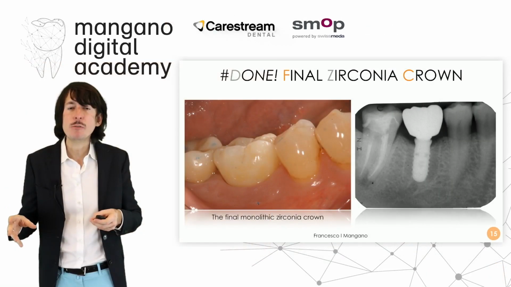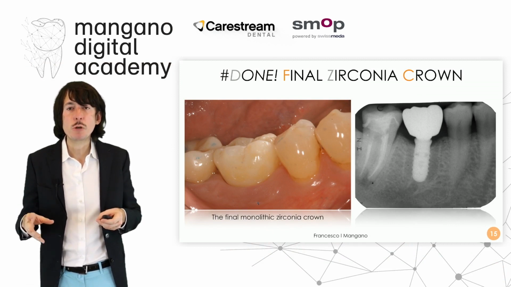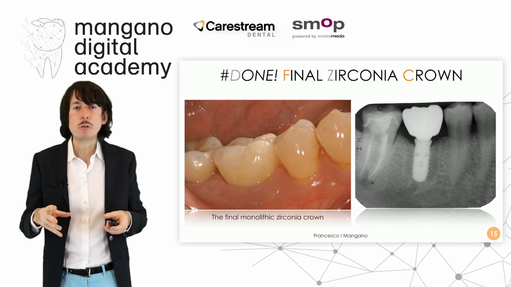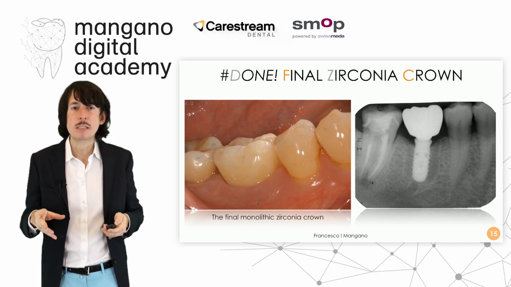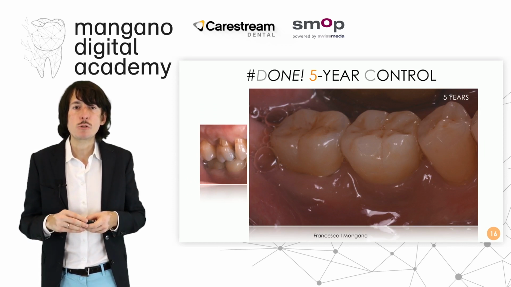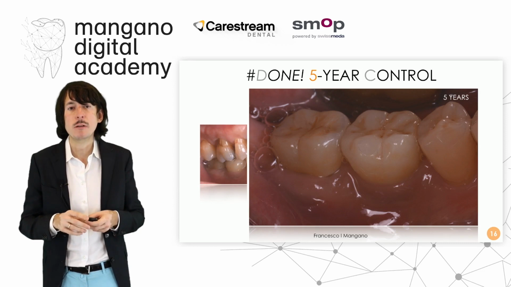We can deliver the final monolithic zirconia crown. The adaptation is perfect, and even in the short time, of course, we can control with several pictures, and the occlusion and everything looks perfect. Also after 5 years everything looks perfect. We have in this case the 5-year control.